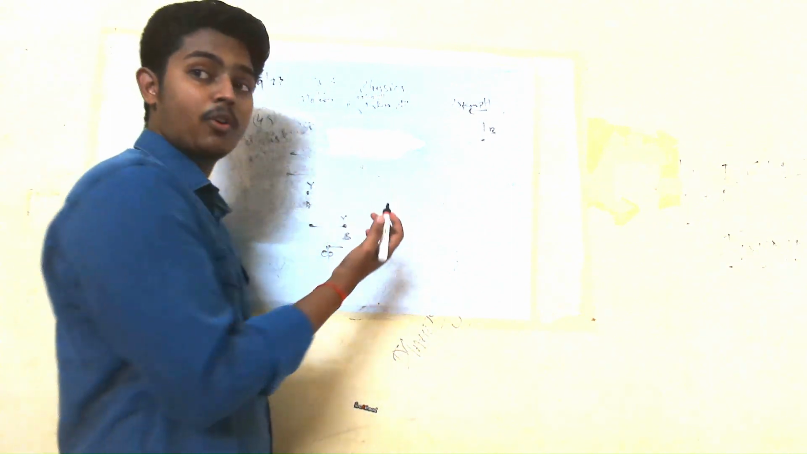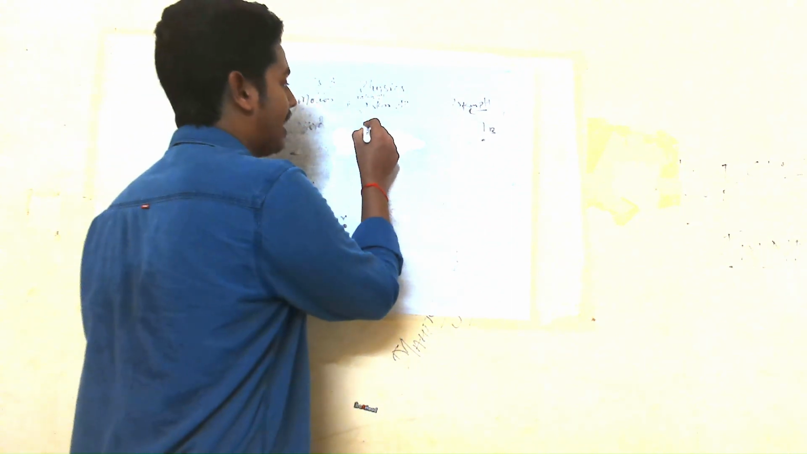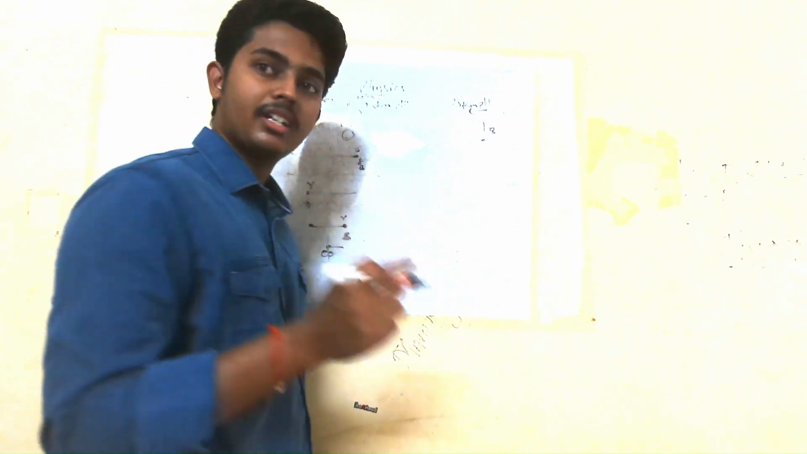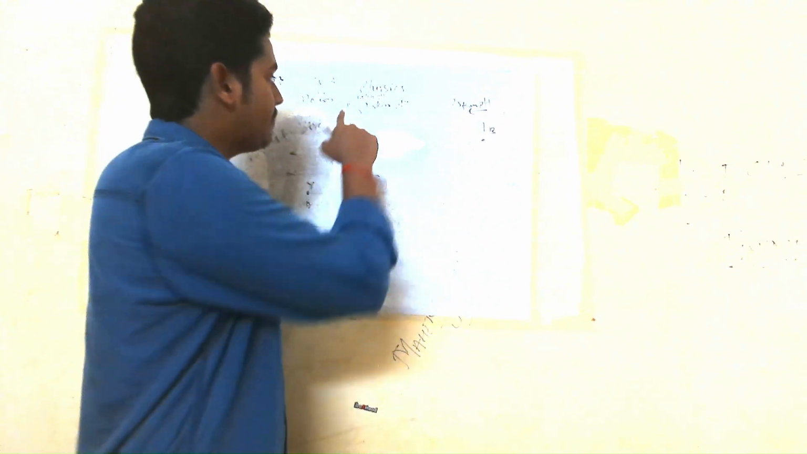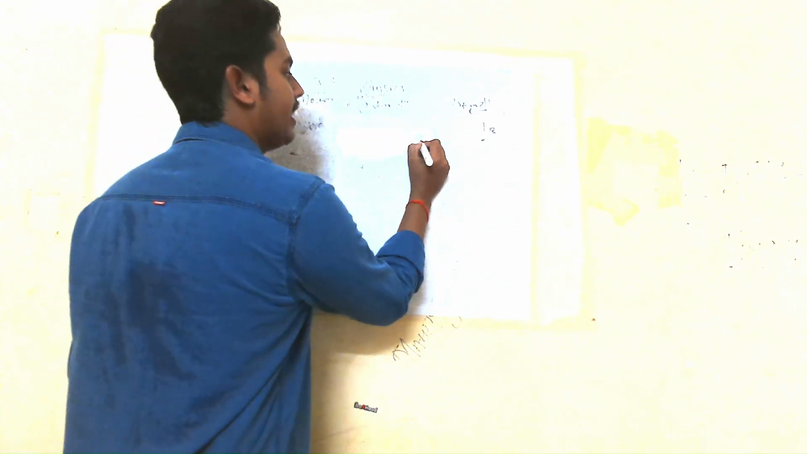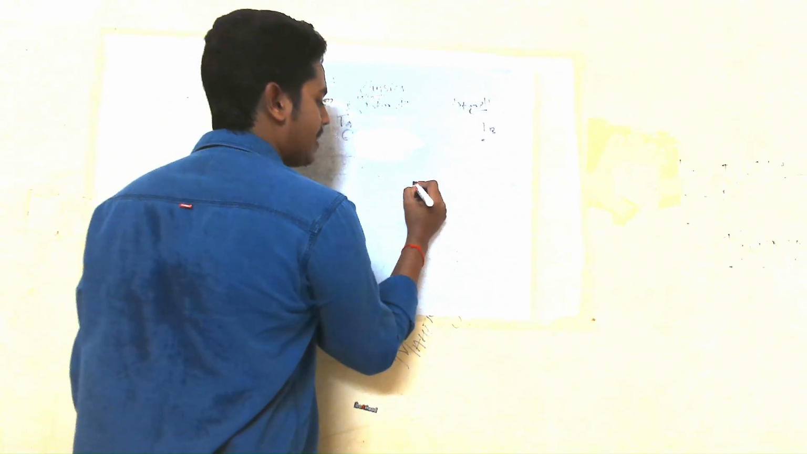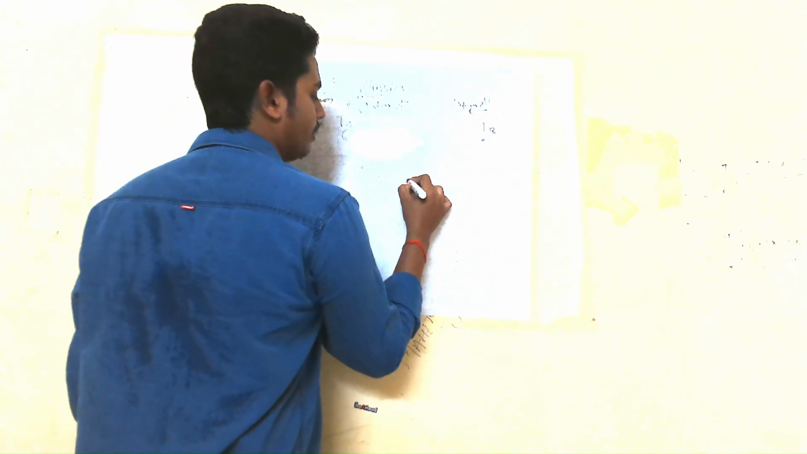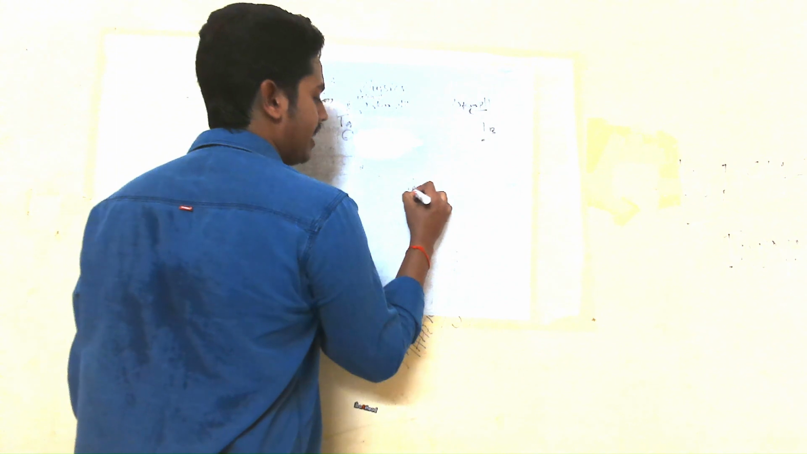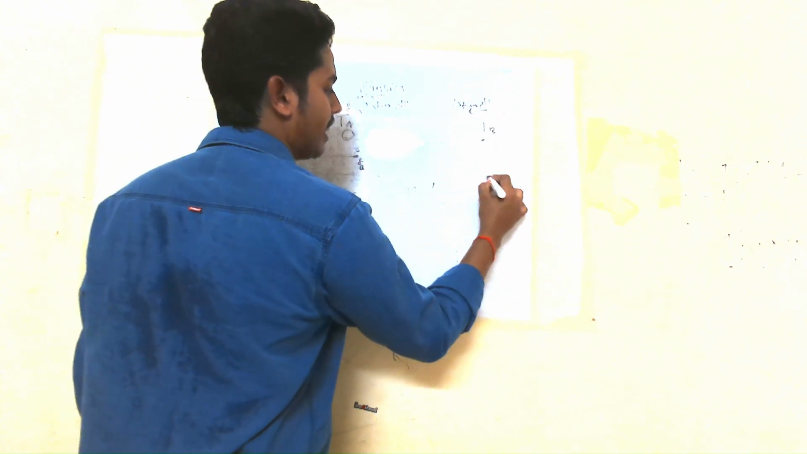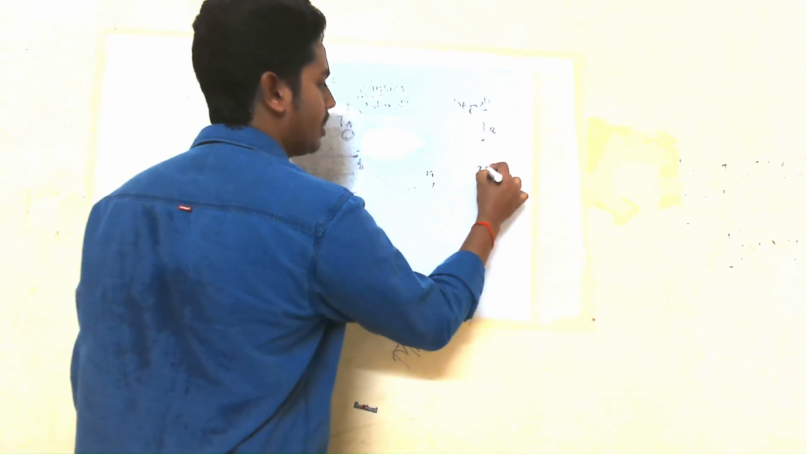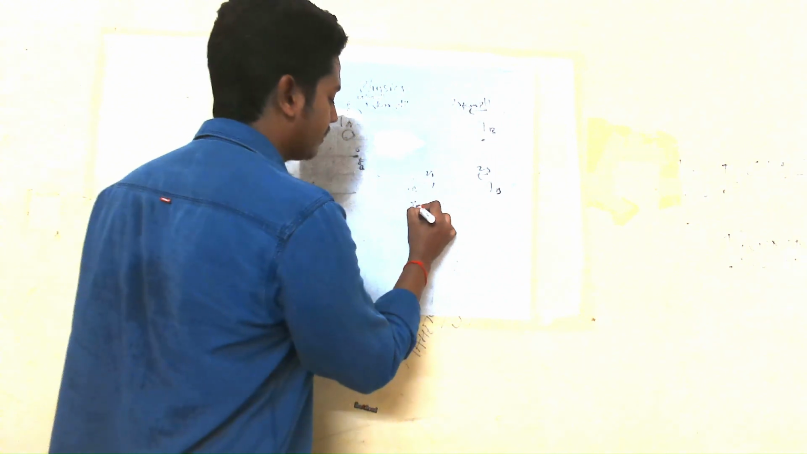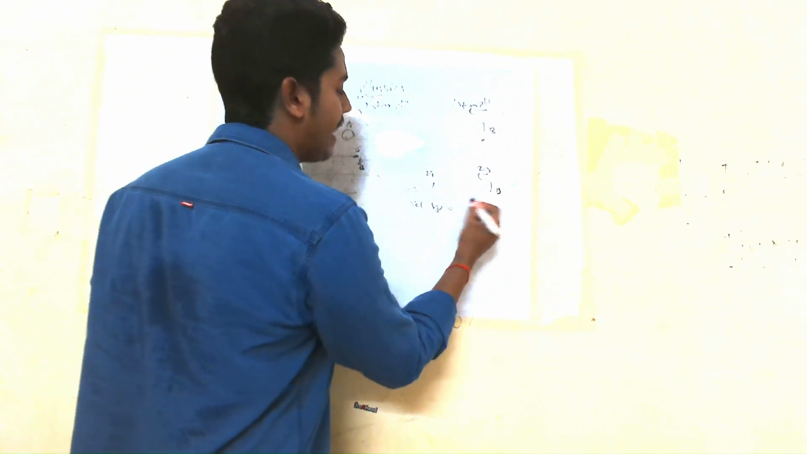They can't meet at another point because both trains are starting from the stations at the same time and with the same velocity, 25 and 25. So the relative speed will be 50. That means train A is moving this side, train B is moving this side with the same speed, 25 and 25. So the relative speed will be added.